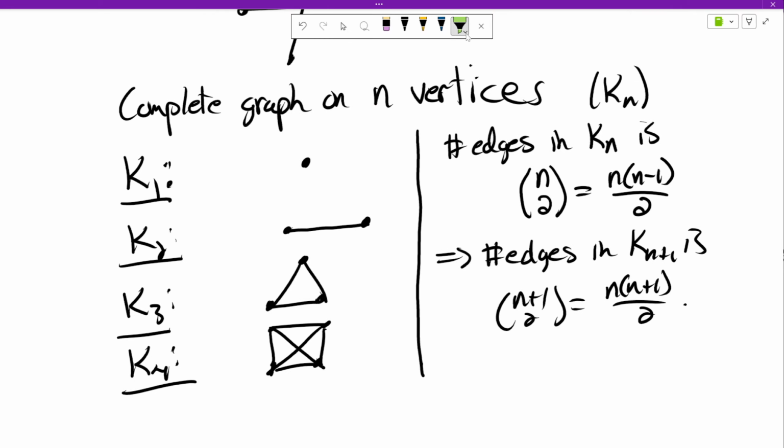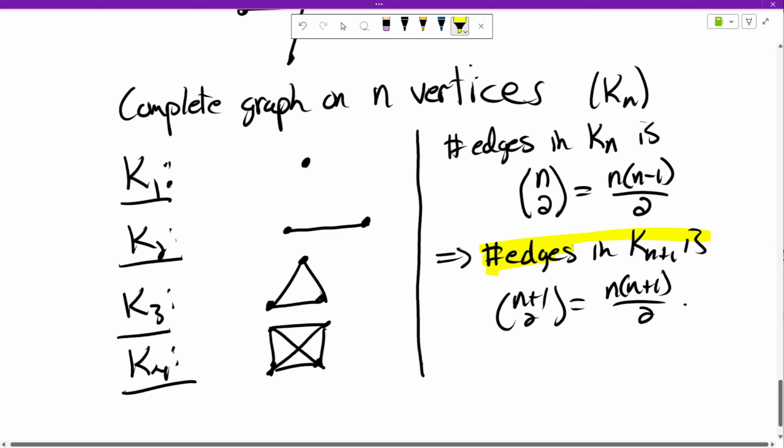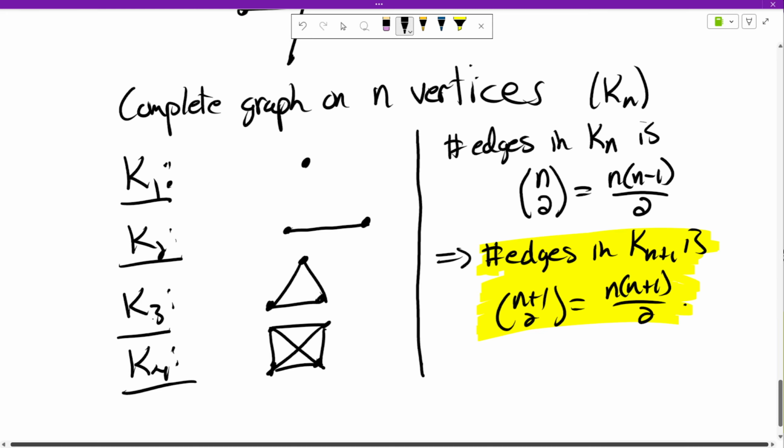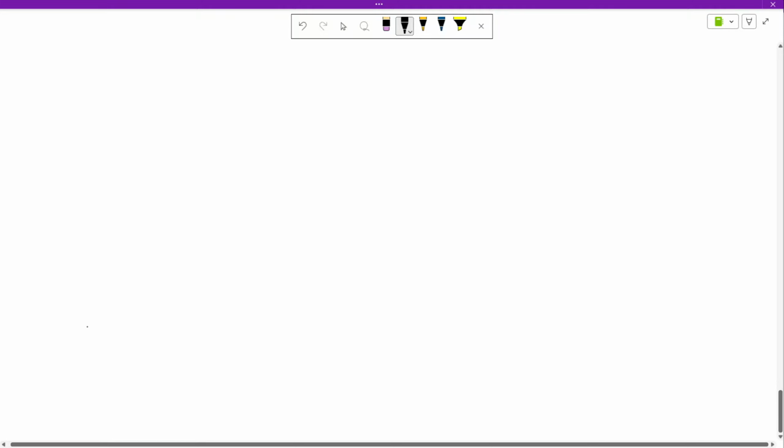Actually, let's even highlight this just to indicate how important this is for the proof that we're going to do. So the number of edges in Kn plus 1, the complete graph on n plus 1 vertices, is n times n plus 1 over 2. All right. So let's see something interesting here. Let's look at K4 again. And I feel like I should be having more color here, but I think we can all deal.